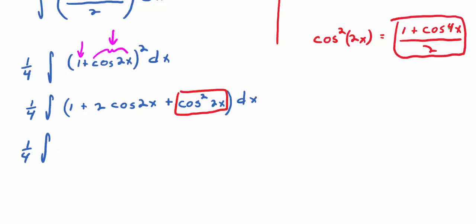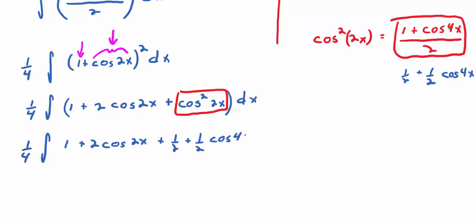OK, so what do I have? I have 1 plus 2 cosine 2x. Those guys are good to integrate, actually. And then this whole thing becomes plus... Could I split this up and make it like 1/2 plus 1/2 cosine of 4x? Is that the same thing? Yeah, so I'm going to do that. So 1/2 plus 1/2 cosine of 4x dx. Notice the parentheses around the entire integrand.